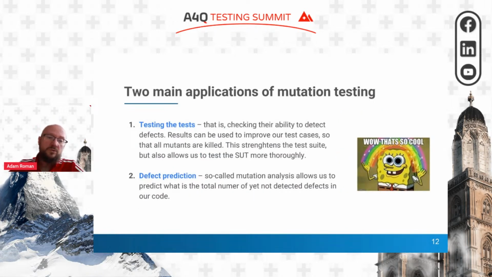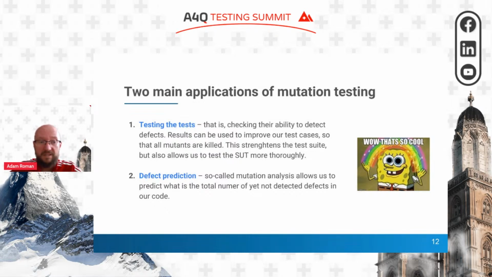Now there are two main applications of this technique. First, I have just told you about it. First is just testing the test. We use mutation testing and count the so-called mutation score, the fraction of mutants killed by our tests, to check the quality of our test suite or our test set.